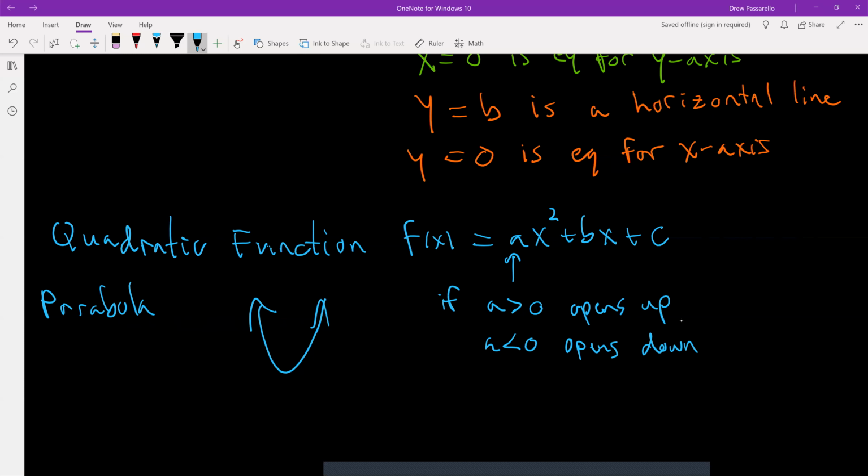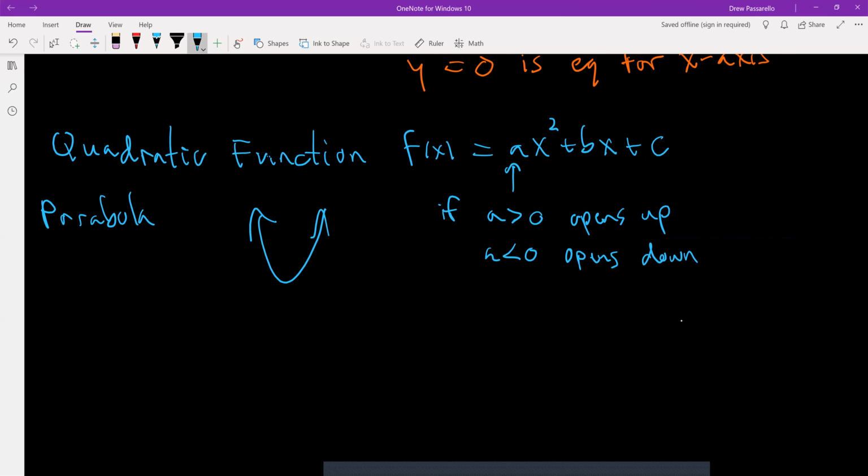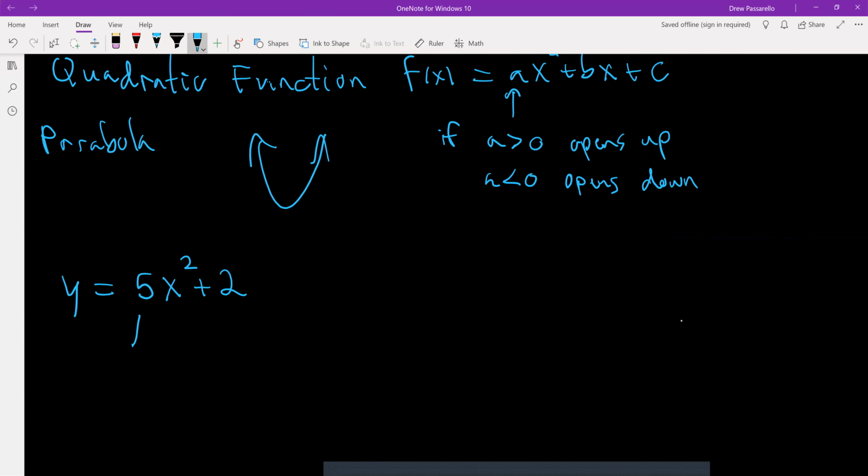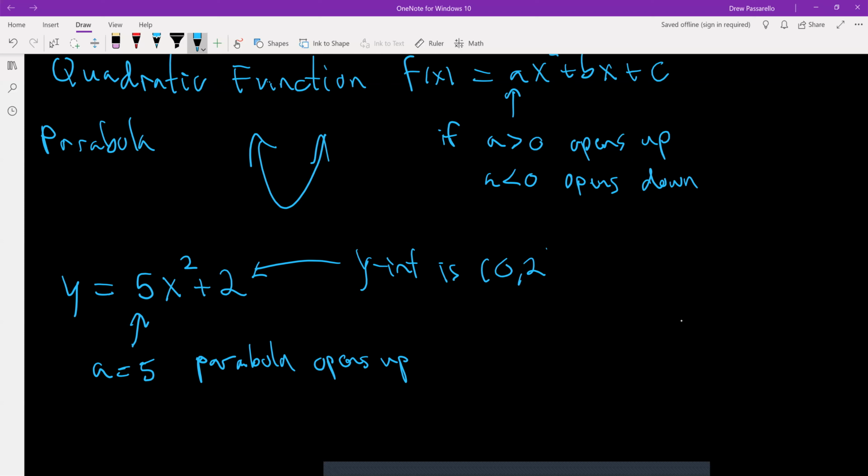For our case, we have y equals 5x squared plus 2. A is 5, so we know it's going to be a parabola that opens up. And the last value, 2, gives us the y-intercept for the graph. So the y-intercept is (0, 2).